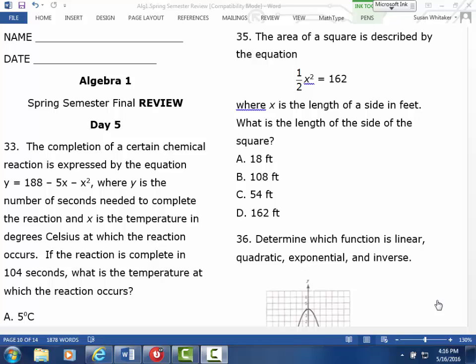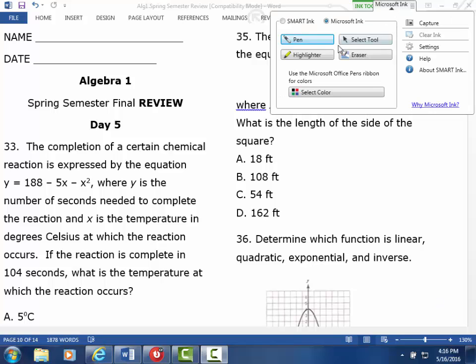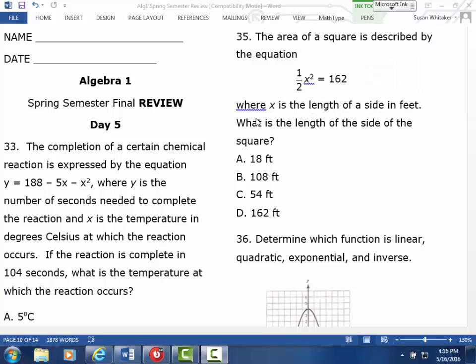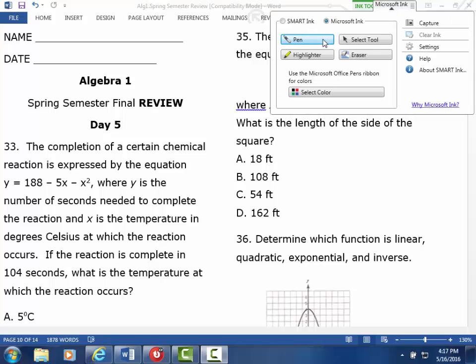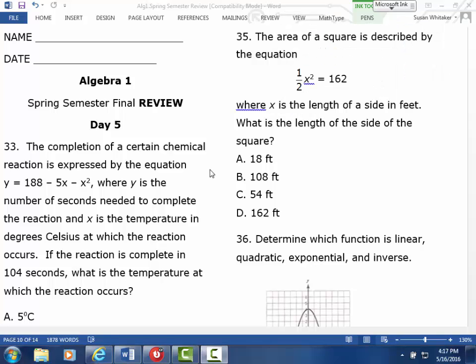So here we are with Spring Semester Final Review Day 5, starting with question 33. Yay! We're almost done. Okay, so we're going to read the question to start off with. That's always a good place to start, right?